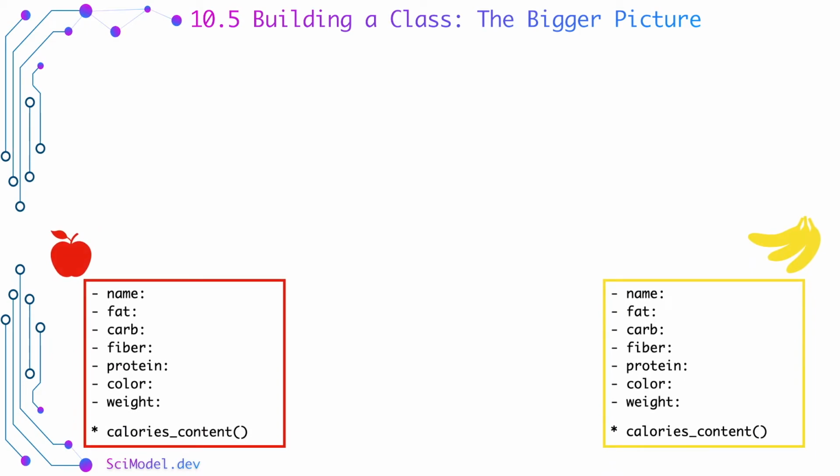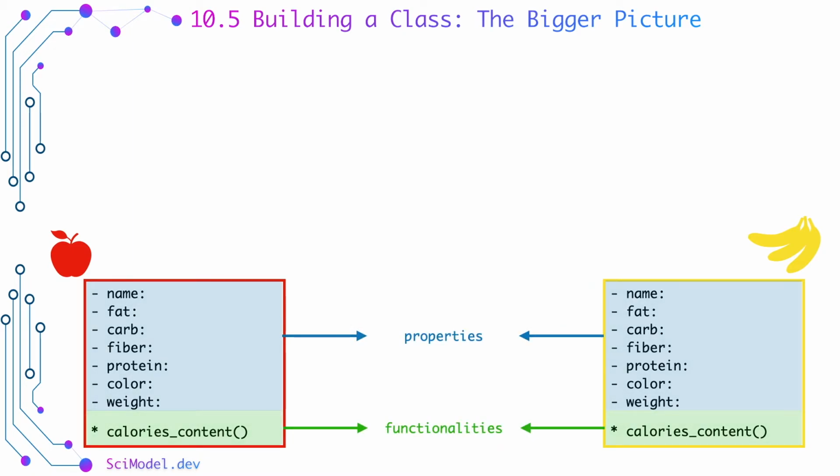To represent each of these fruits, we need to store 2 sets of information. First is the properties that each fruit possesses, such as the fat content, carb content, protein content, weight in grams, and color. The second information you need to store is the set of functionalities you want to apply on those properties provided by the user. In our case, the functionality is to return the total calories of the fruit provided.